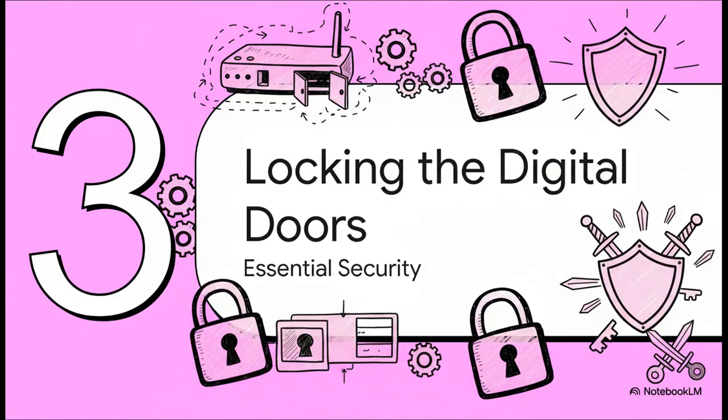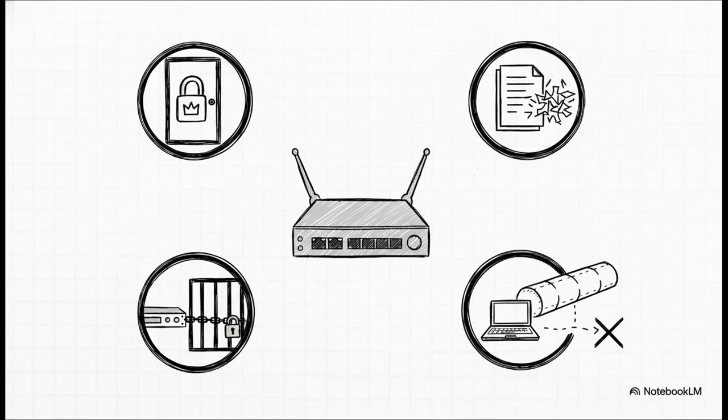All right, our router is up and running. It's being helpful, but right now its doors are wide open. And the single most important job of any network admin is security. So before we do anything else, we are going to lock this device down. These are the absolute non-negotiable first steps.